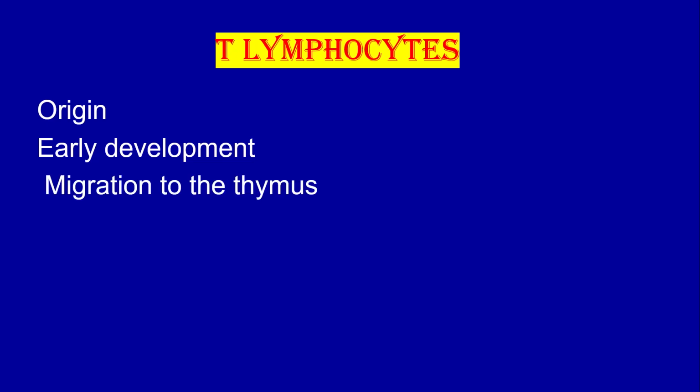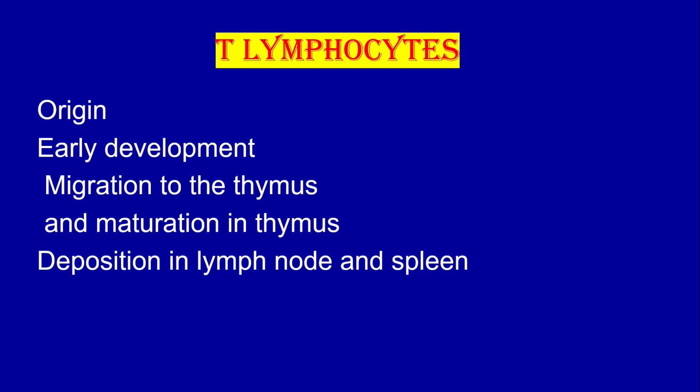In this lecture we will discuss its origin, from where they originate, how they are developed, their early development, where they develop, and migration to the thymus, maturation in the thymus, and then deposition in lymph node and spleen. So: origin, early development and migration to the thymus.